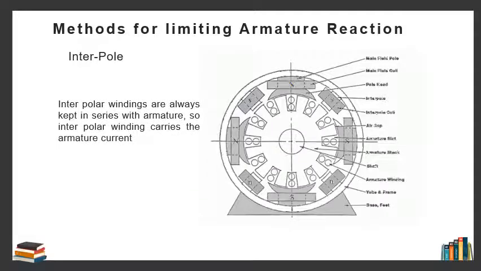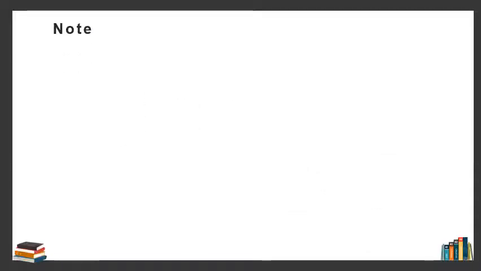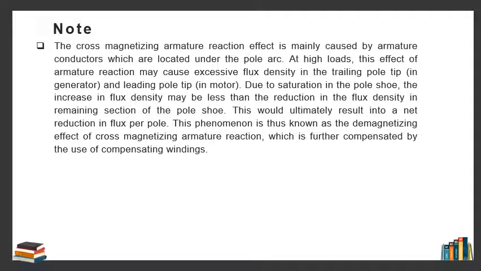So, in this diagram, you can see the interpole, main field pole, and other components of the DC machine. Interpolar windings are always kept in series with the armature, so interpolar windings carry the armature current. Some important notes: the cross-magnetizing armature reaction effect is mainly caused by the armature conductors which are located under the pole arc. At high load, this effect of the armature reaction may cause excessive flux density in the trailing pole tip in a generator and the leading pole tip in a motor.